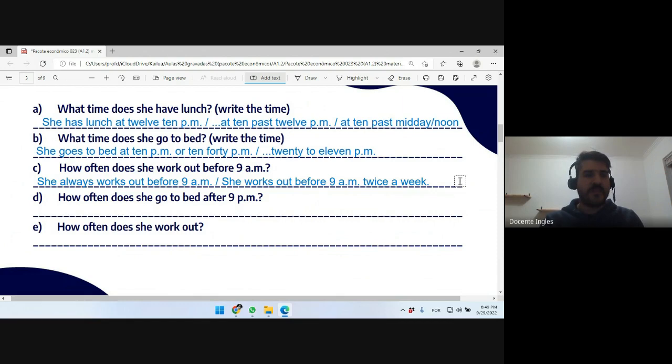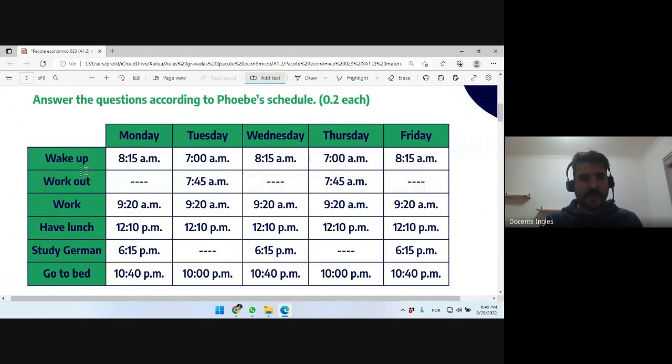Por que aqui a gente tem duas respostas tão diferentes? Twice a week, a gente está levando em consideração a semana inteira. Então, two times, twice. Mas se a gente levar em consideração somente os dias em que ela faz essa atividade, Tuesday and Thursday, 100% do tempo é before 9 a.m. Então, se a gente está considerando só Tuesday and Thursday, a gente pode botar always. Ou se a gente quiser toda semana, a gente pode botar o twice a week.